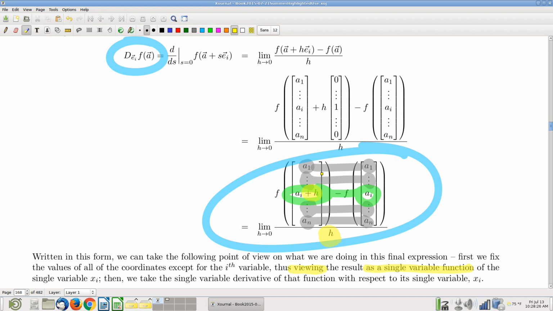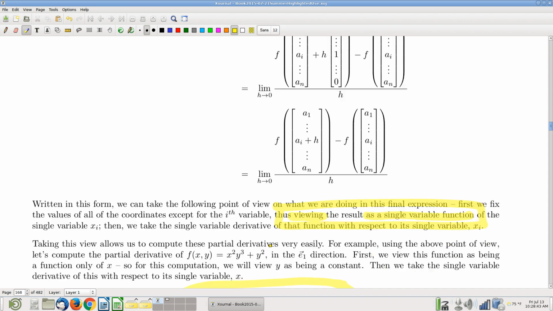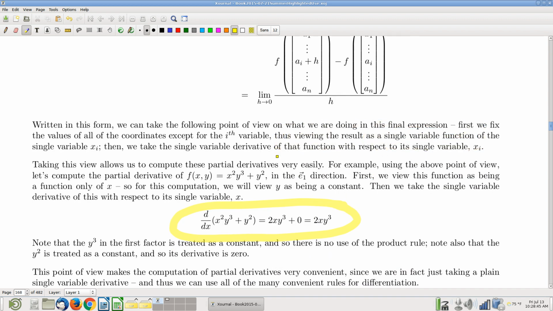So it's the plain old single variable derivative, Math 111L, of the single variable function that you get when you just choose to view all the other variables as being a constant. This is awesome. So that means it's super easy to compute these things.